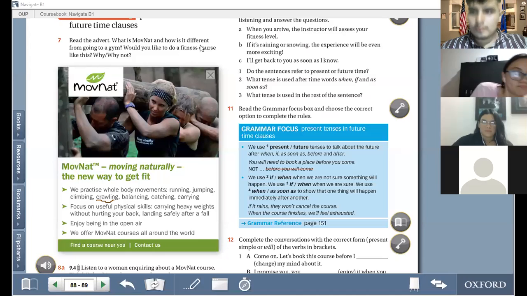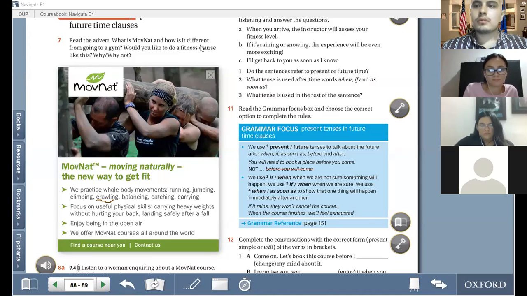In the course, you are in the open air, and in a gym, you are in a closed place. And in the gym, you do repetitive exercise in a machine, and in the course, you can do different movements like running, jumping, climbing, catching, throwing. Okay, very good explanation, Mayra. Now the question, everybody, would you like to do a fitness course like this one? Of course, if you had the opportunity, would you do it?